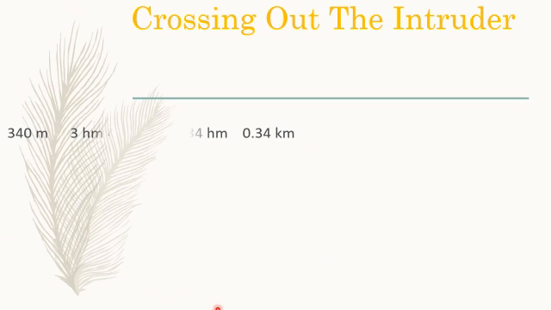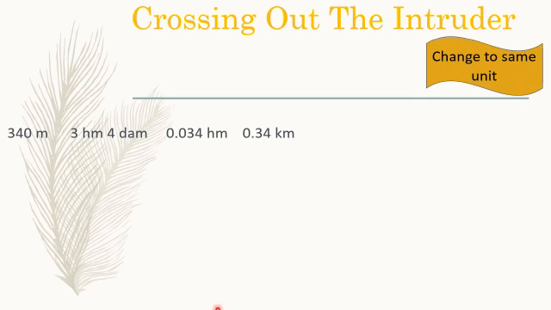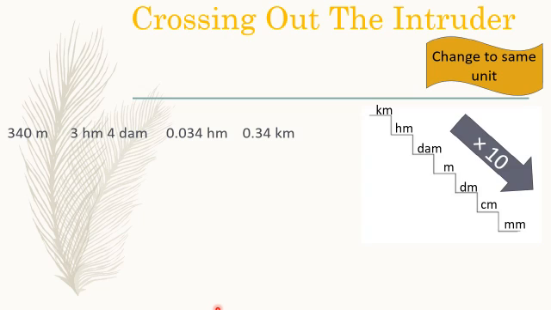Crossing out the intruder. I have these numbers with different units. That's why I'm going to change to the same unit in order to know the intruder by using the ladder of units. I draw a ladder of 7 steps and I write on each step a unit. First, kilometer. Second, hectometer. Third, decameter. Fourth, meter. Fifth, decimeter. Sixth, centimeter. And seventh, millimeter. I multiply by 10 each step when moving downward and divide by 10 each step when moving upward. I'm going to change into meter.